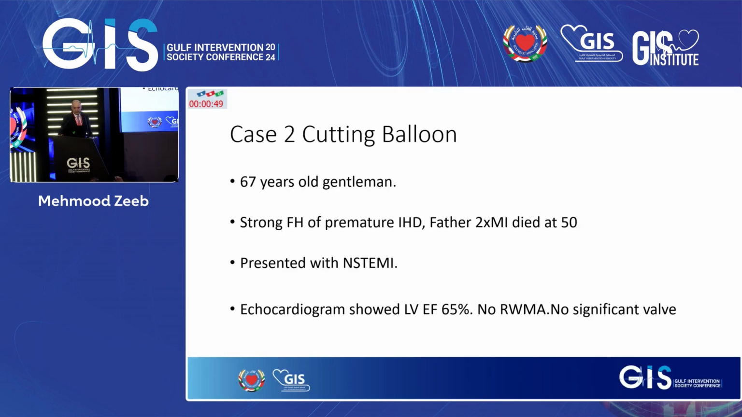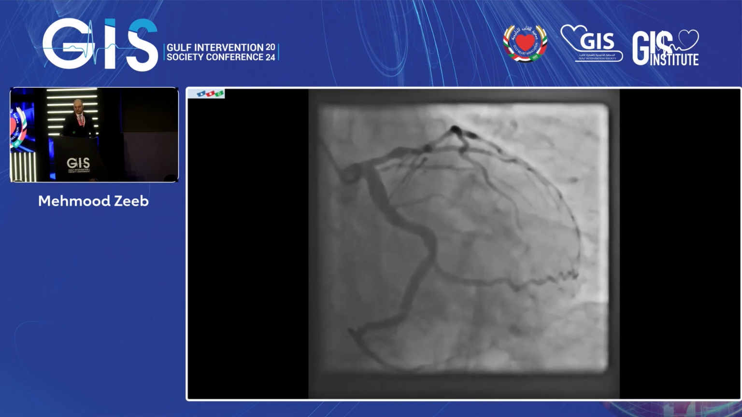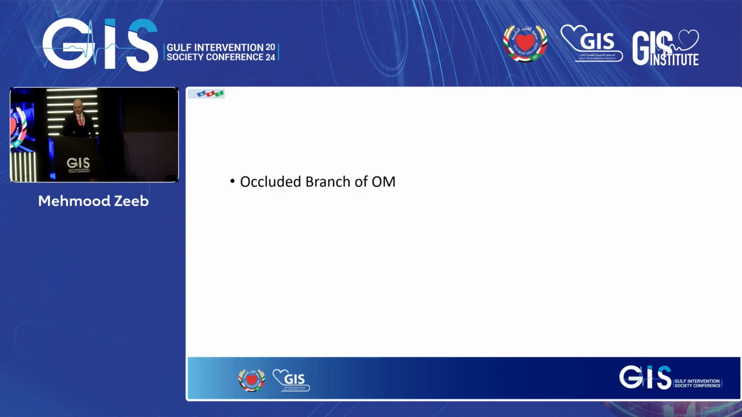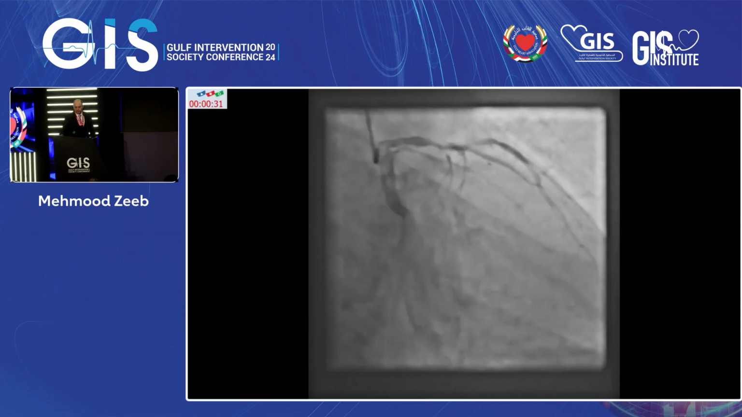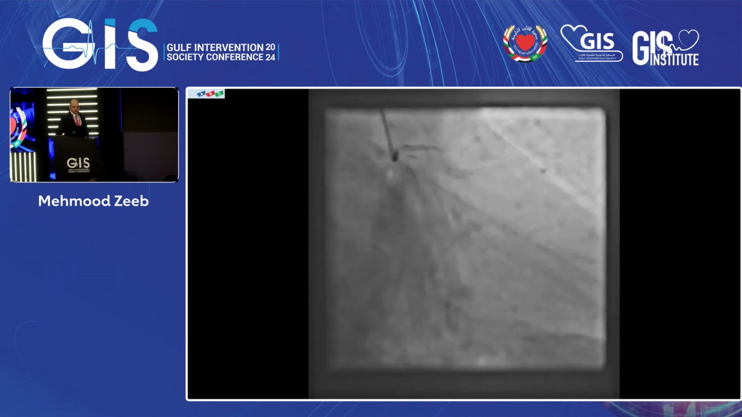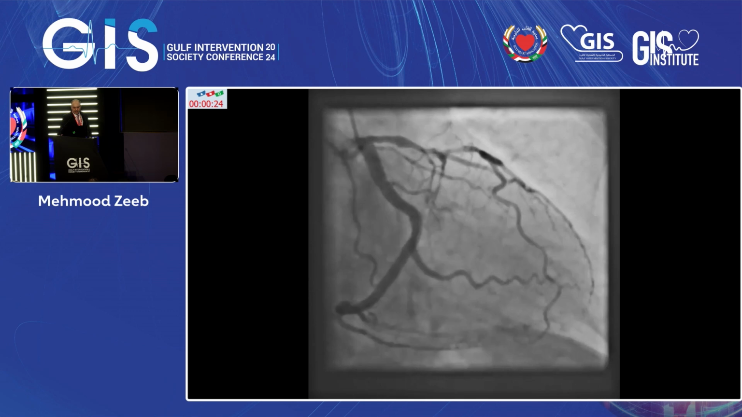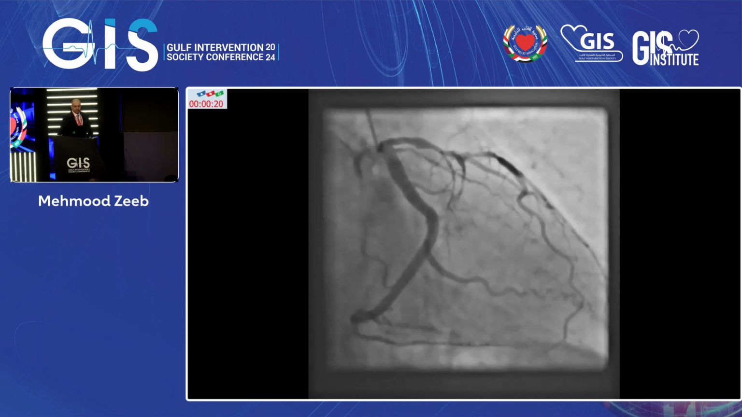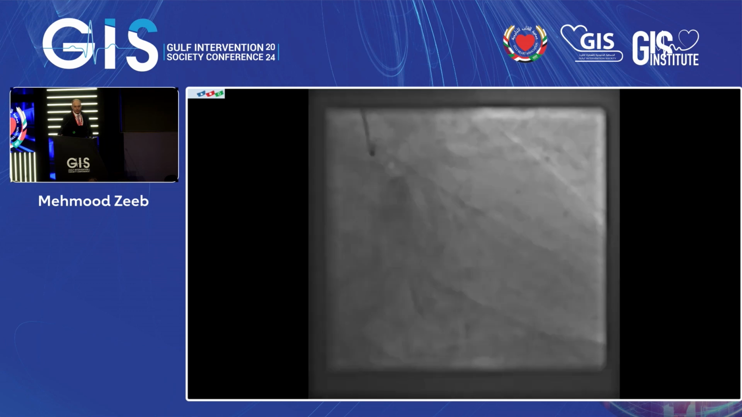So the second case was a patient I treated for a calcified lesion with a cutting balloon. A 67-year-old gentleman, strong family history of premature coronary artery disease, presented with NSTEMI, normal echocardiogram. This was his coronary angiogram, and his presentation was with NSTEMI. You might be able to see a shadow of the branch of the OM, which was the most probable culprit lesion at that time. However, I decided not to go ahead and open it because the patient had symptoms for more than 12 hours.